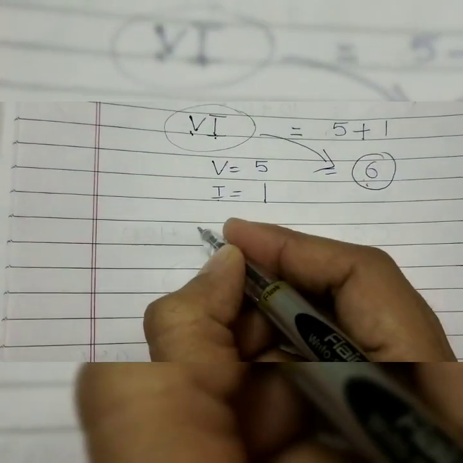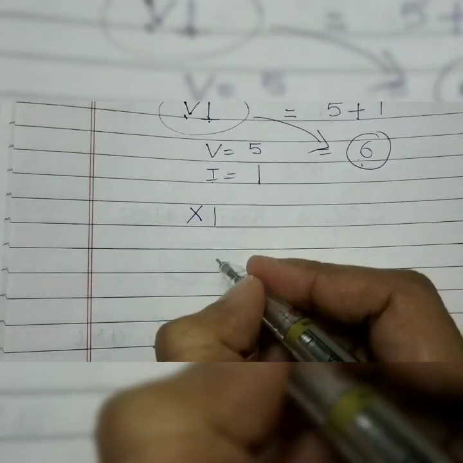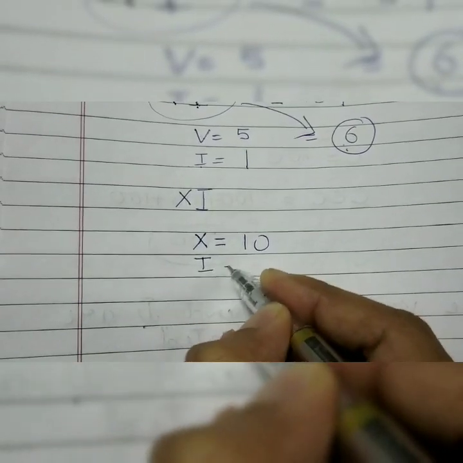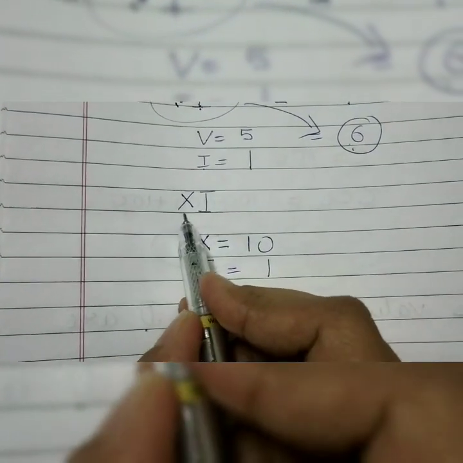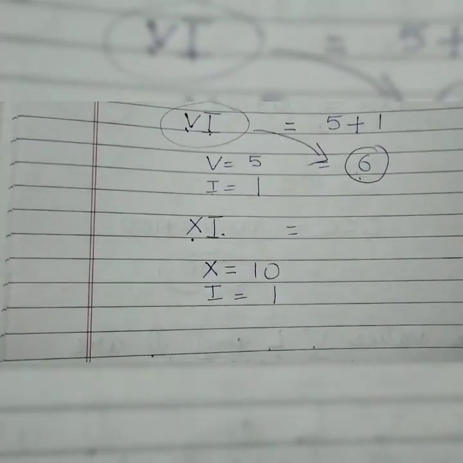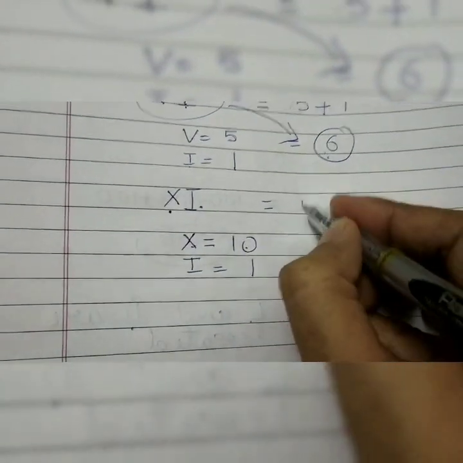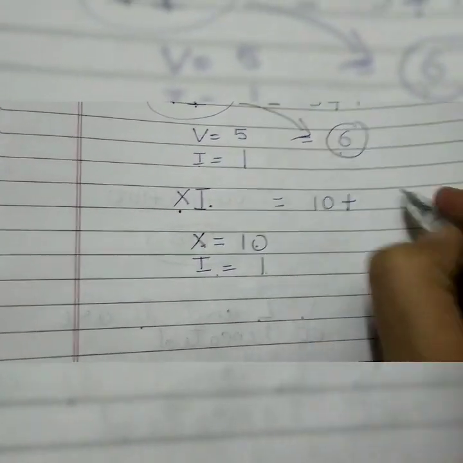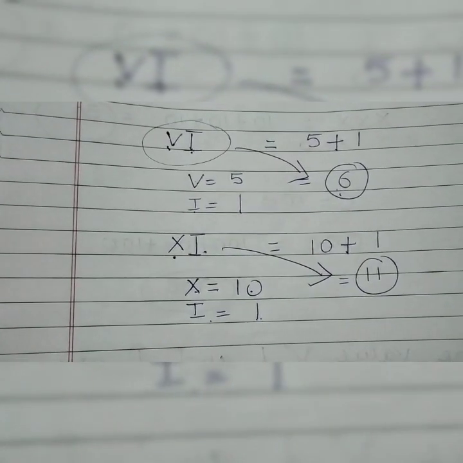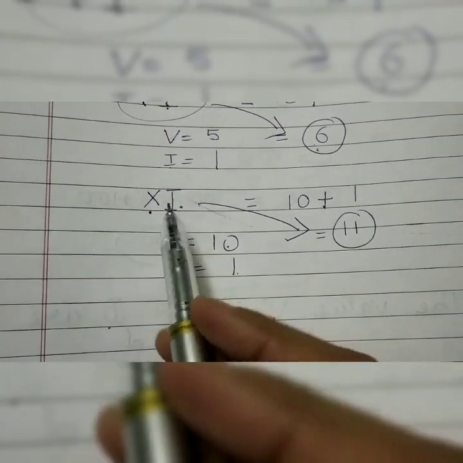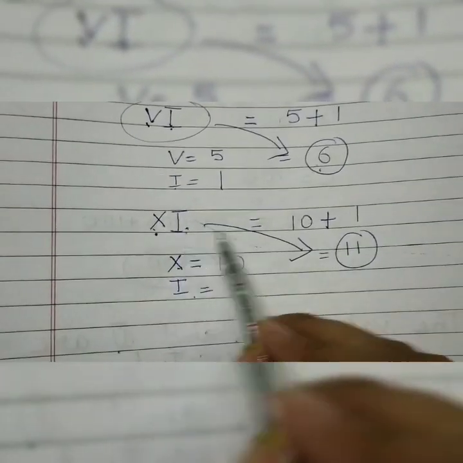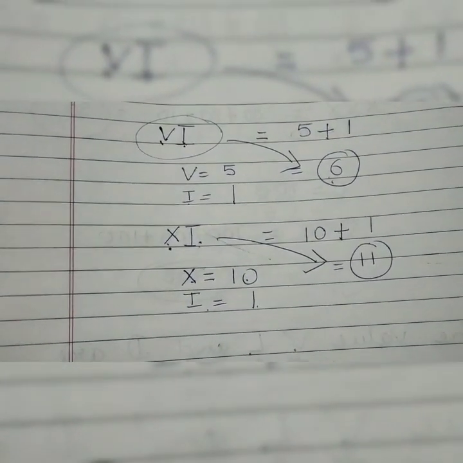Now let's see one more. If we are having XI, again X is equal to 10 and I is equal to 1. Here also X is larger than I. So simply we will add these values. So the value of X is what? 10 plus the value of I is 1. 10 plus 1 is 11. So XI is equal to 11. Like this we will solve. If the bigger value is written first, then the smaller value, we will simply add the values. I hope you all have understood this rule also.